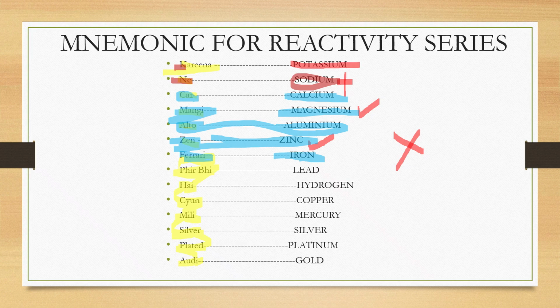Now Pb, that is lead. Okay. He stands for hydrogen, that is H only. Okay. Q, copper, Cu, right? Milli, M stands for mercury, though I know that the symbol of mercury is Hg, but I have to set the mnemonic, so it is milli. Okay. Silver remains silver, that is Ag. Plated, Pt, that is platinum, and Audi, this is Au, gold.